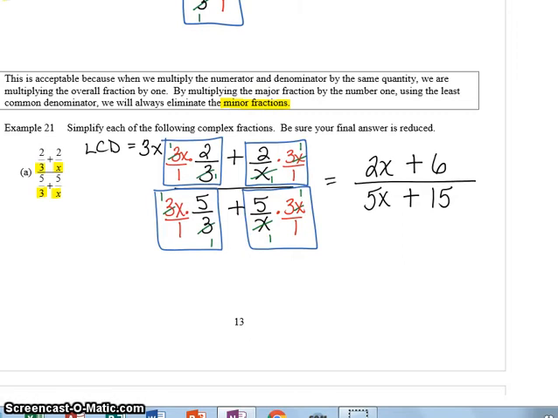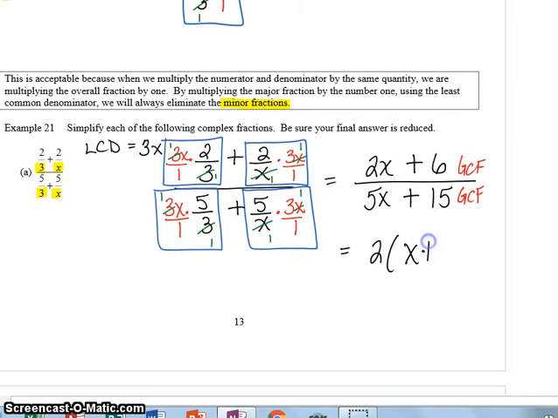Okay? Now, one thing you have to realize, you can't cross off x for x or divide 6 and 15 both by 3. This is a marriage, this is a marriage. So you must factor. So I have to take the GCF of the numerator and the GCF of the denominator. So if I do a greatest common factor to the numerator, I'm left with x plus 3.